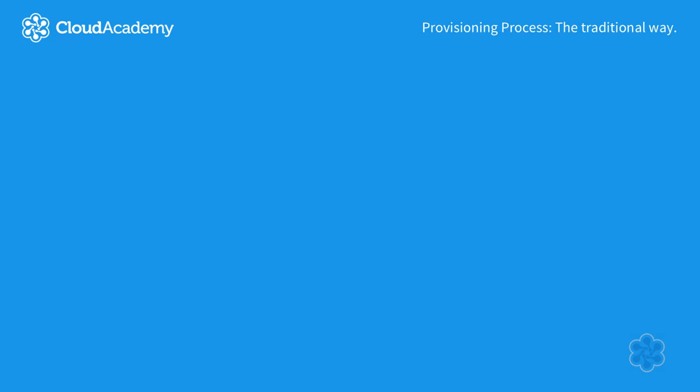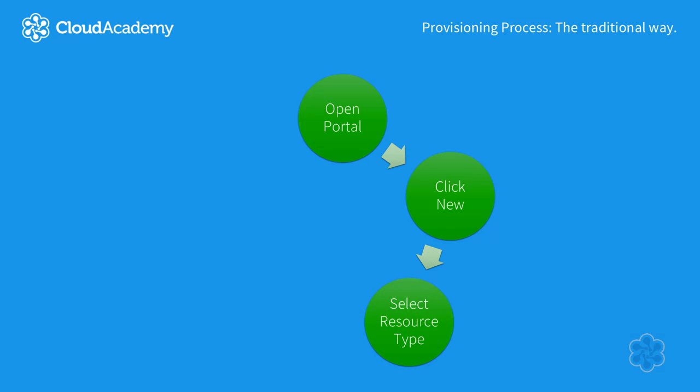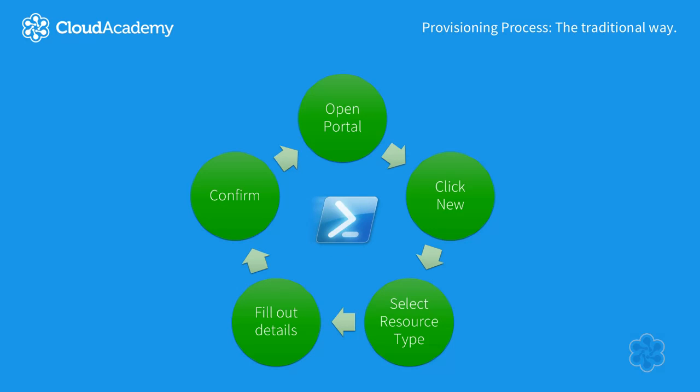So let's start off by taking a look at the traditional method of provisioning. The traditional method of provisioning looked like opening the Azure portal, clicking the New button, selecting a type of resource such as a storage account or a virtual machine or virtual network, filling out the details for that item such as a name or type, and then finally clicking the Confirm button so that the Azure platform would go out and provision that resource. We can also use the Azure PowerShell module to automate these tasks from a PowerShell script.